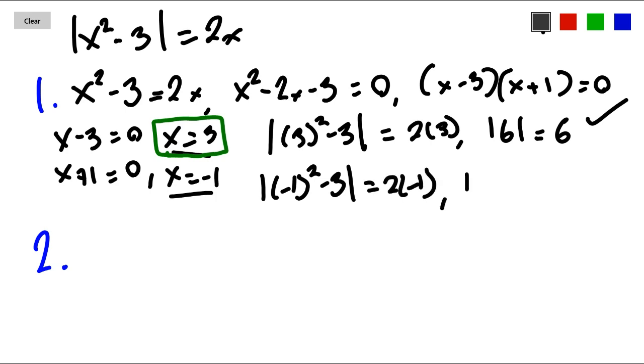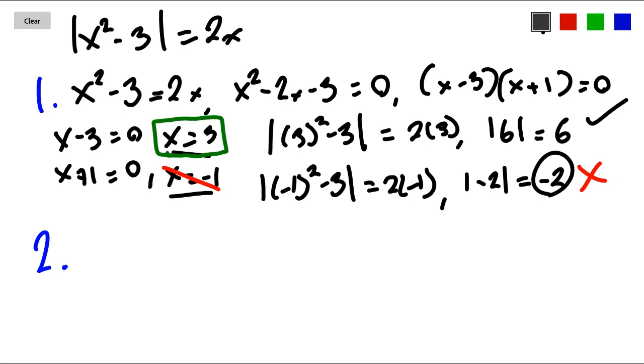So negative 1 squared is 1, and 1 minus 3 is negative 2. So I have absolute value of negative 2 is equal to negative 2. Well, we know that this is wrong because absolute value cannot be a negative number. So we know that x is equal to negative 1 is an extraneous solution.